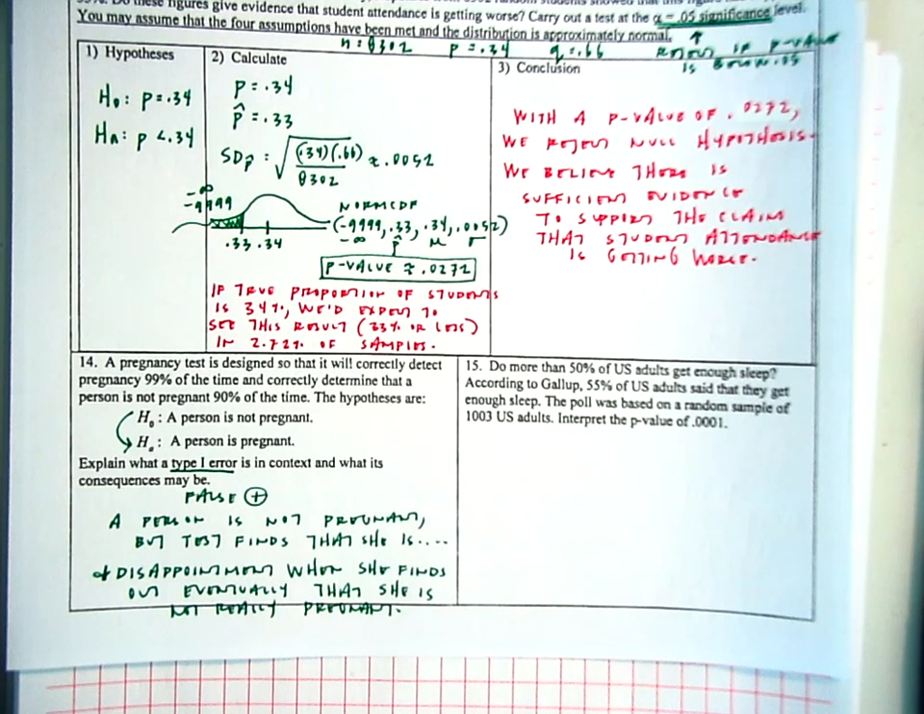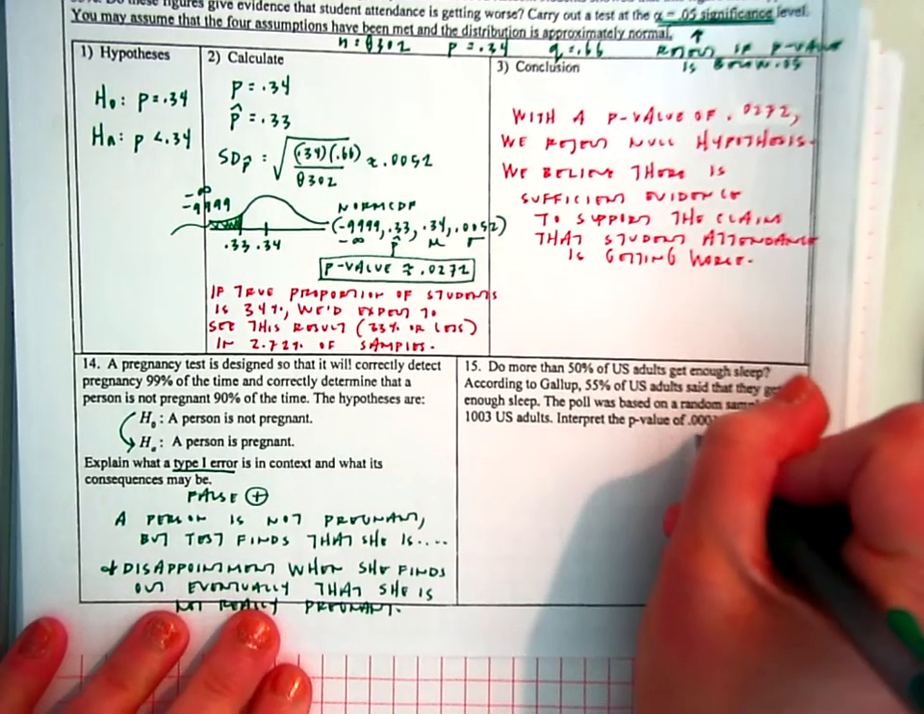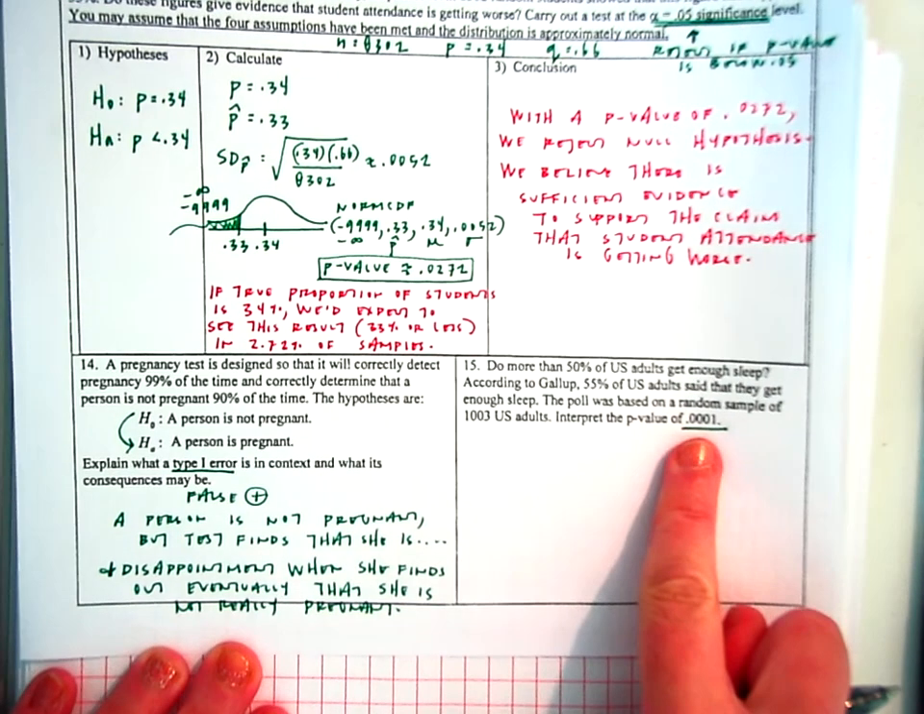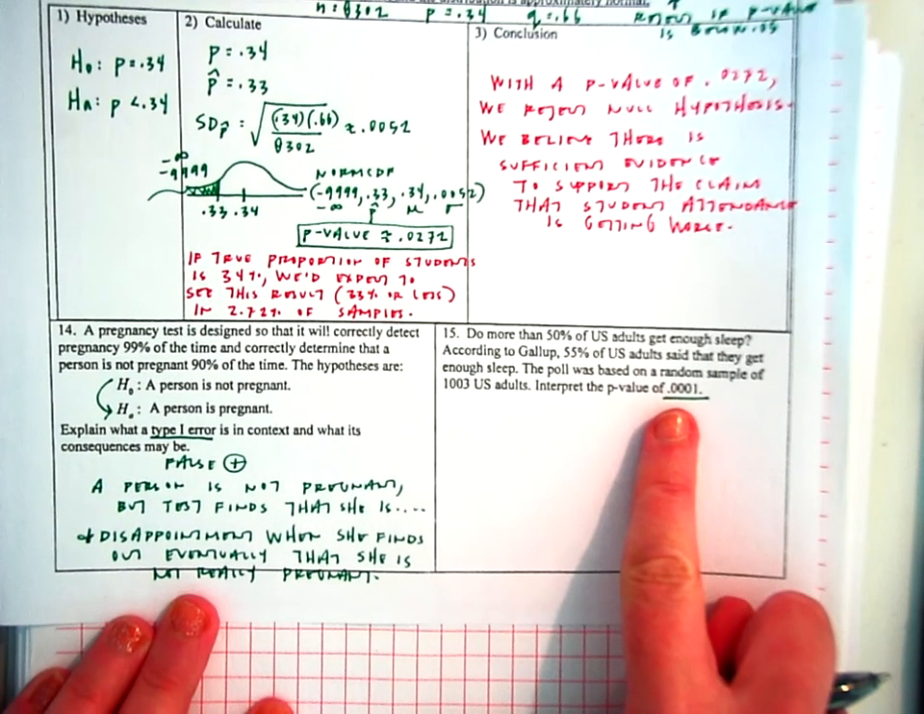All right, and then lastly, 15, do more than 50% of U.S. adults get enough sleep? According to Gallup, 55% of U.S. adults said that they get enough sleep. The poll was based on a random sample of 1,003 U.S. adults. Interpret the p-value of 0.0001. So that's a probability, and that's a very, very tiny probability.